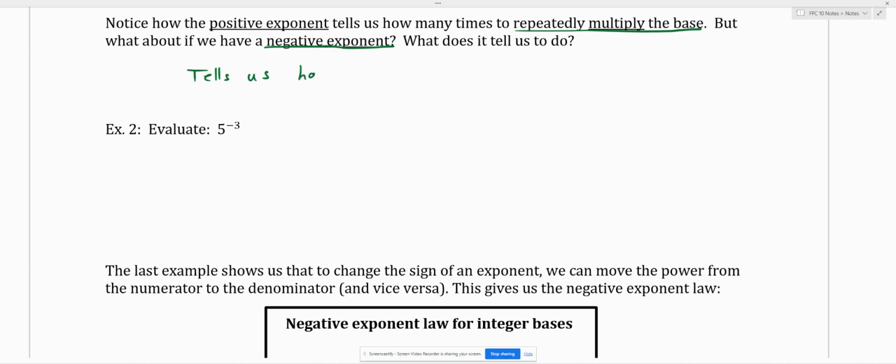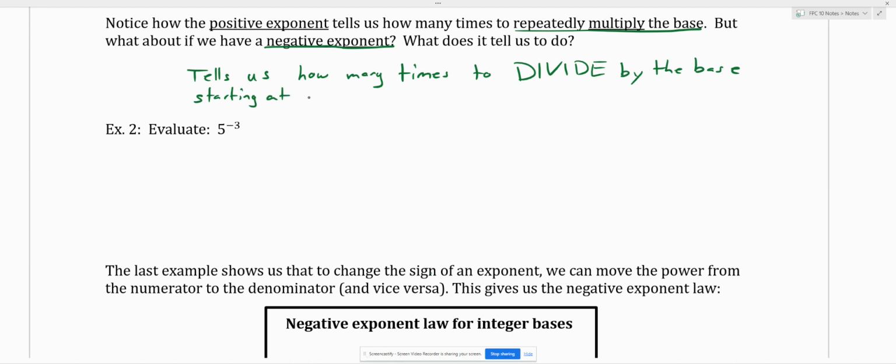It tells us how many times to divide, I'll put this in capitals, DIVIDE, by the base. And this is always starting at 1. I'll explain in a second. Starting at 1. You must divide something, so you must sort of start with the identity of 1.